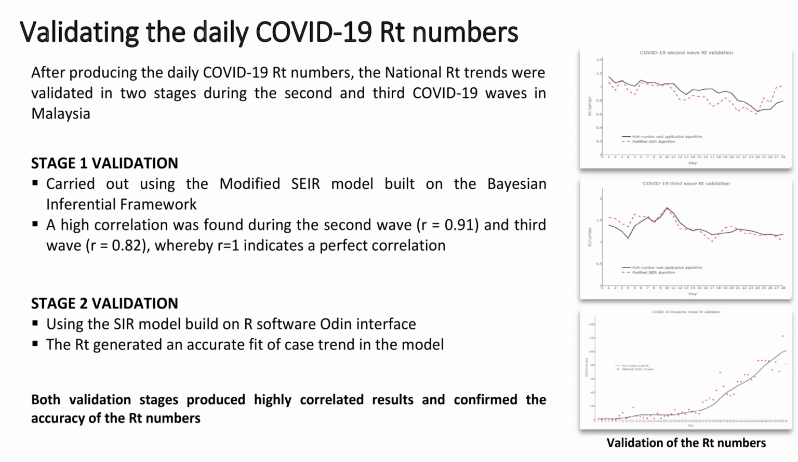The stage 2 validation was carried out using the SIR model built on the R software Odin interface. Here we found the RT generated an accurate fit of case trends in the model. Both validation stages produced highly correlated results and confirmed the accuracy of the RT numbers generated by the statistical algorithm.